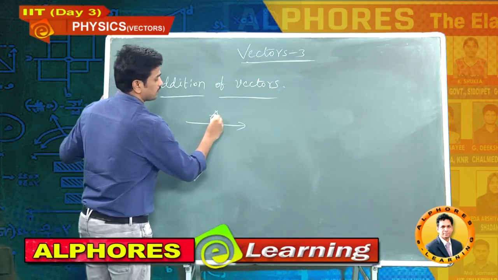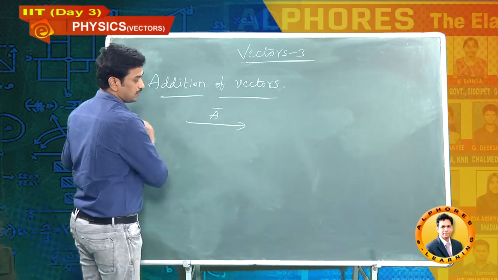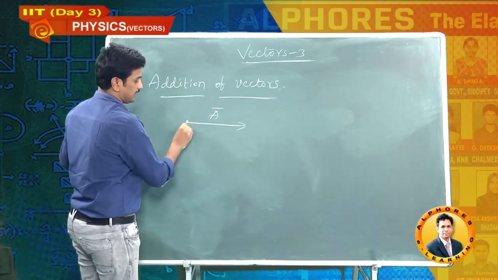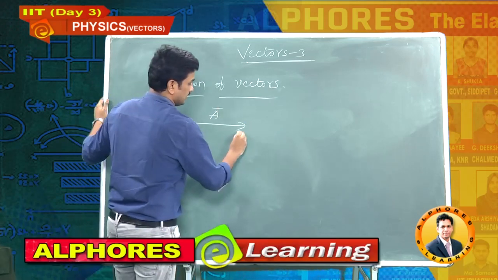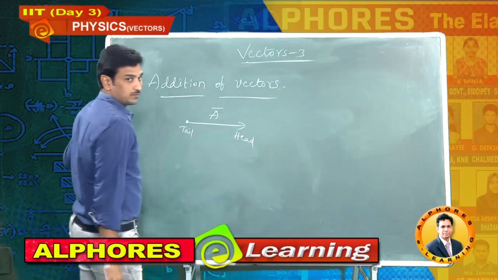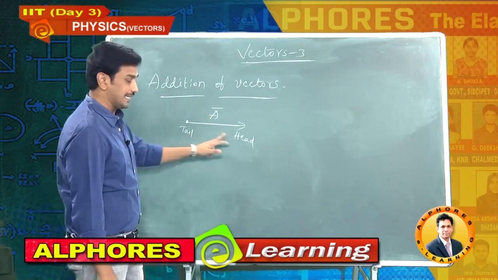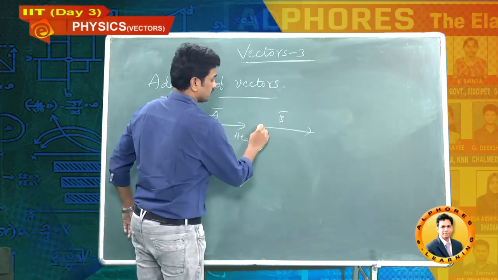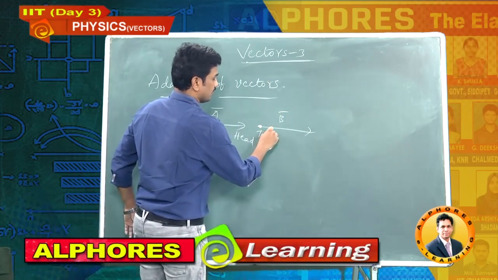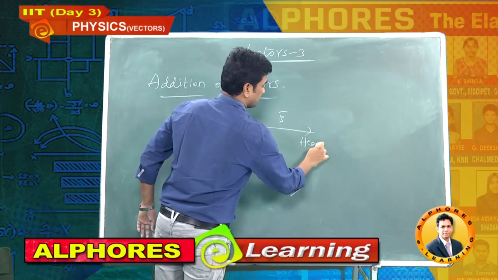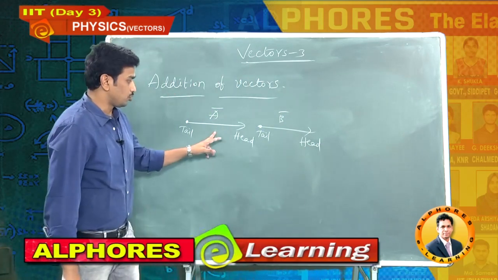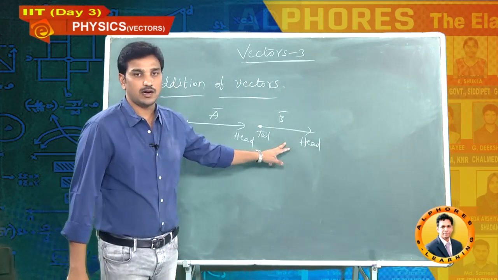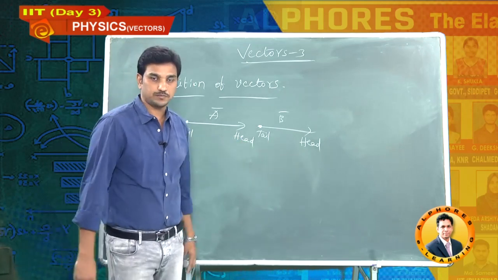A bar is a vector, it has a tail and a head. A bar, tail and head. B bar, tail, head. Two vectors A bar and B bar, how can we add two vectors?